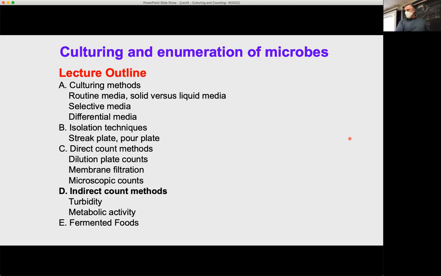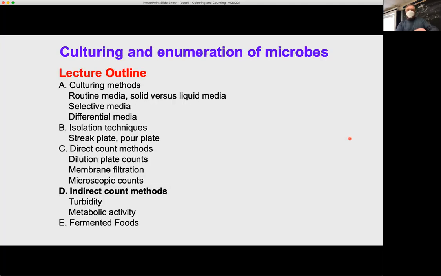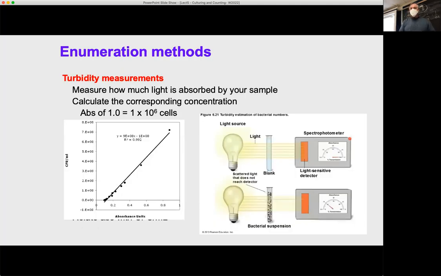Okay, so the next step is indirect count methods. I have something here about metabolic activity, but I'm not going to talk too much about that. I'll talk more about the turbidity. So with turbidity, you can have a line based on how many cells you have. Let's say you count your colony forming units, and compare that with your absorbance in a spec.